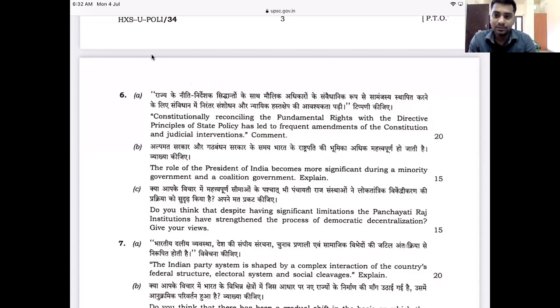What do I mean by this? Whenever there is a 20 mark question, for every 5 marks there will be one extra white sheet given in the answer booklet that you have to fill up. This is how the syllabus is framed, and this is how the question paper will be asked.